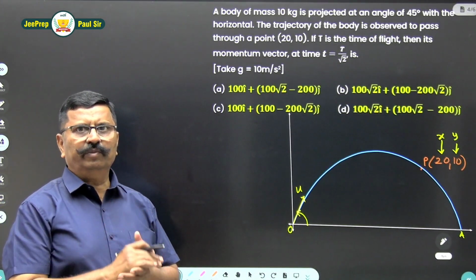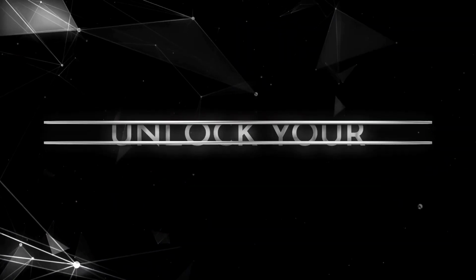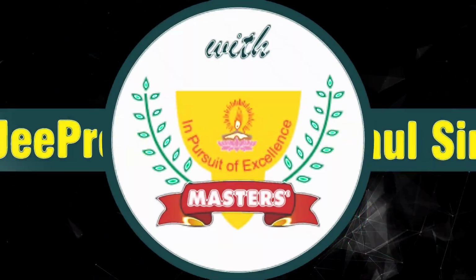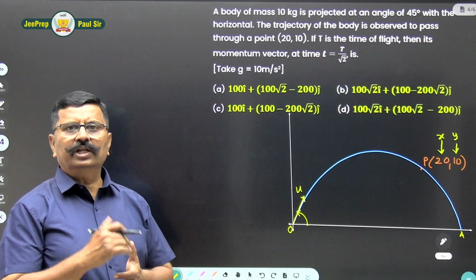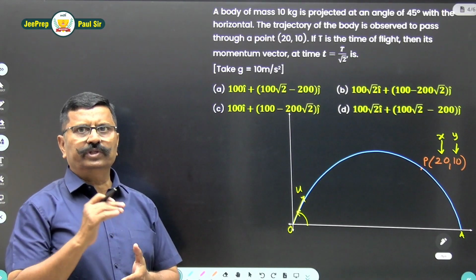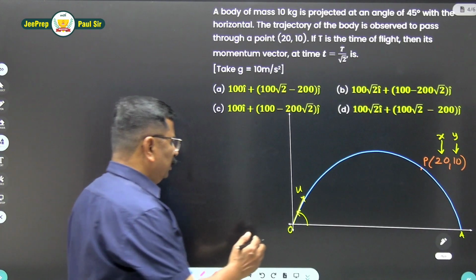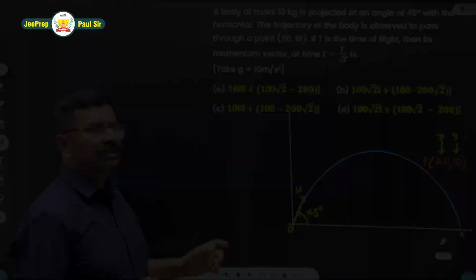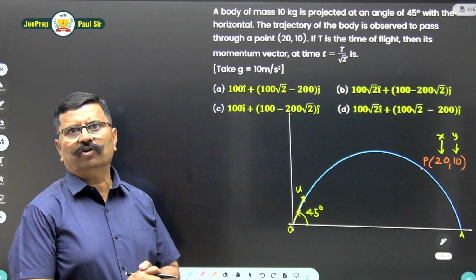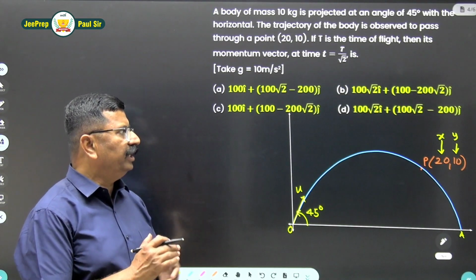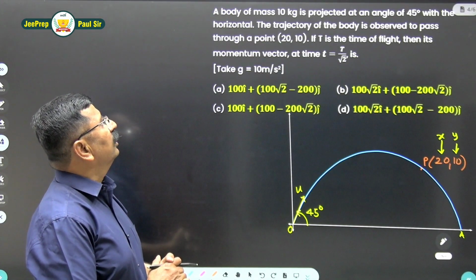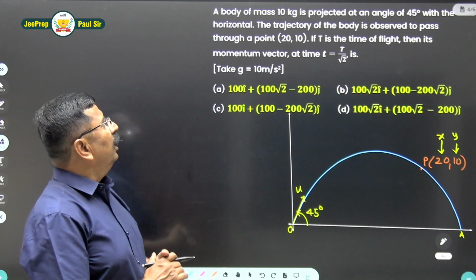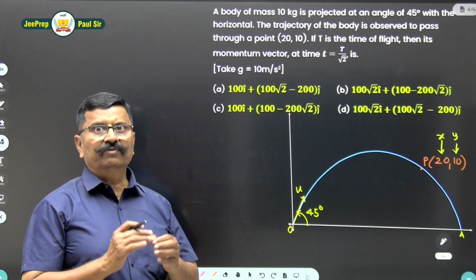Now let us understand the methodology of this problem. There is a body of mass 10 kg projected at an angle of 45 degrees. So this angle is 45 degrees. And this body passes through the point P (20, 10), where 20 is the x coordinate and 10 is the y coordinate. Now capital T is the time of flight of this body, and what we want to find out is the momentum vector.